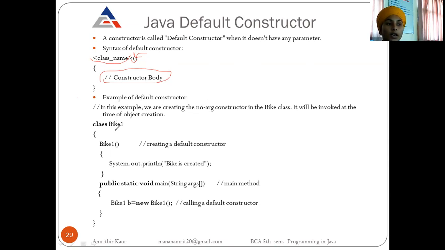So here we have a class Bike1. This is the body of our class. Inside the class we want to create a constructor. The constructor name must be the same, Bike1, and in a default constructor there will be no parameter, so the parentheses are empty. These curly braces are the body of the constructor. We are writing here just a display message, Bike is created.